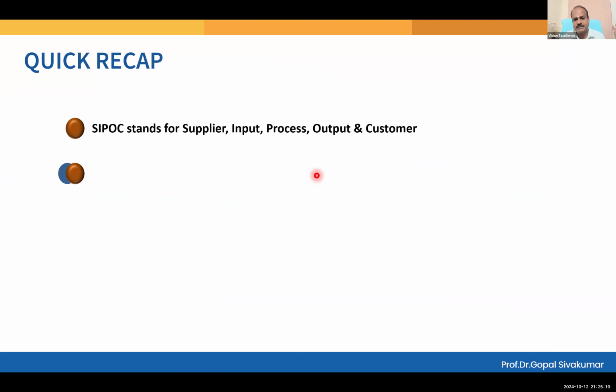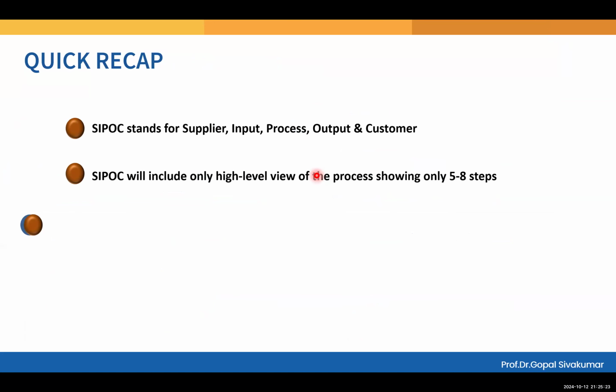So what does SIPOC stand for? It stands for supplier, input, process, output, and customer. It will include only a high level view of the process, showing only 5 to 8 steps. Don't try to show everything in the first attempt. Make the starting point and end point clear, and pick up the key important steps. That is good enough, and later on, you can develop it.